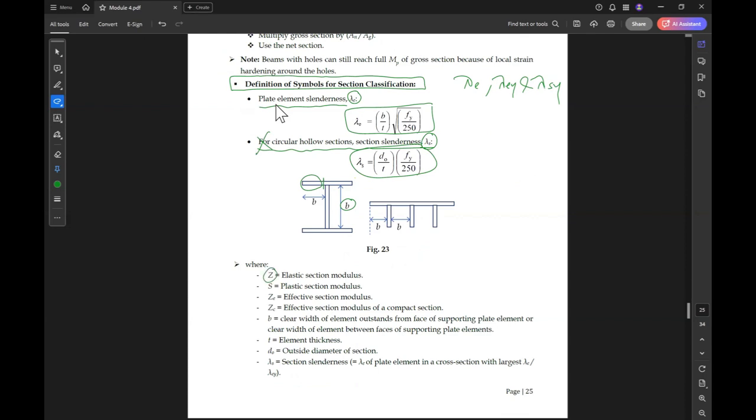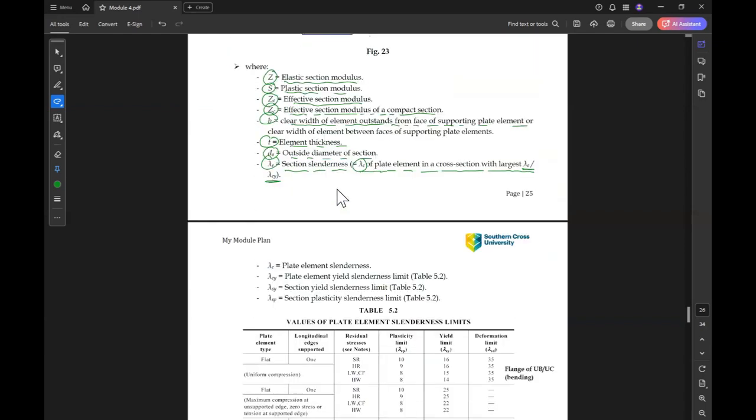Some of the symbols we need: Z is the elastic section modulus, S is the plastic section modulus, ZE is the effective section modulus, ZC is the effective section modulus of a compact section, B is the clear width of the element outstand from the face of the supporting plate, T is the element thickness, D naught is the outside diameter of a section, lambda S is the section slenderness, equal to lambda E or lambda effective of the plate element in the cross section with the largest lambda E over lambda EY, where lambda E is the plate element slenderness, lambda EY is the plate element yield slenderness limit, lambda SY is the section yield slenderness limit, and lambda SB is the section elastic slenderness limit.